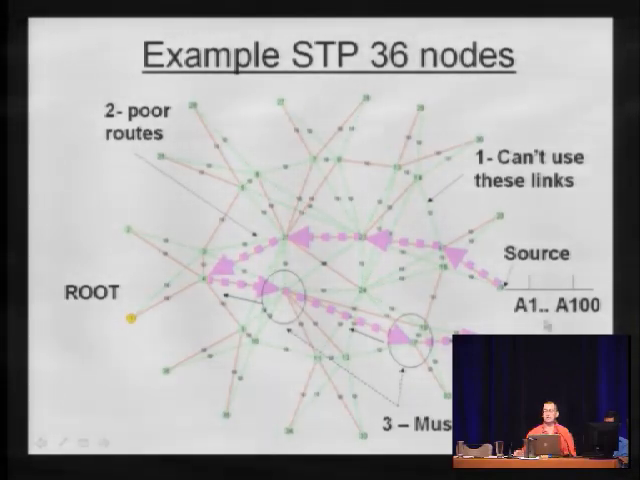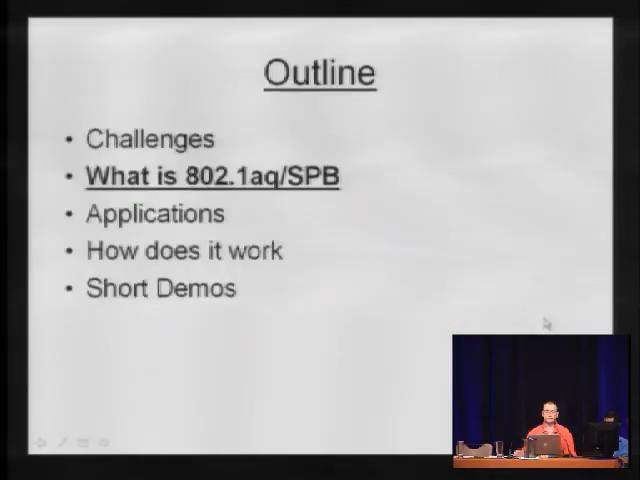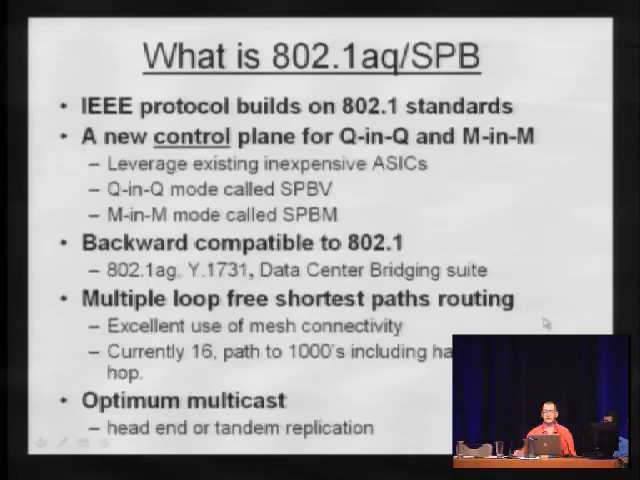So these are some of the issues that this work is aiming to address. So what is this protocol? Essentially, it's an IEEE protocol, 802.1aq, building on top of the existing 802.1 standards. It's essentially a new control plane, but the data planes are not new. It's a new control plane for both Q-in-Q and MAC-in-MAC, so the Ethernet-in-Ethernet protocol.